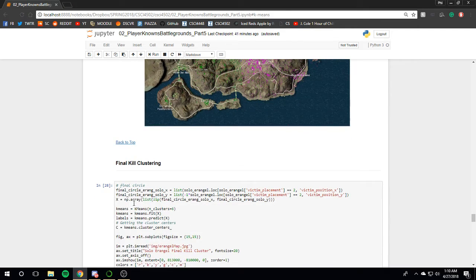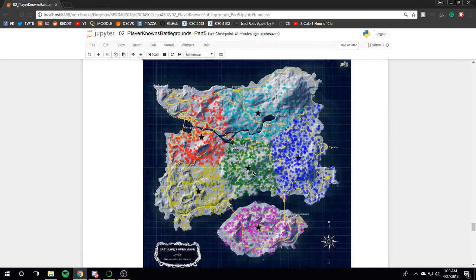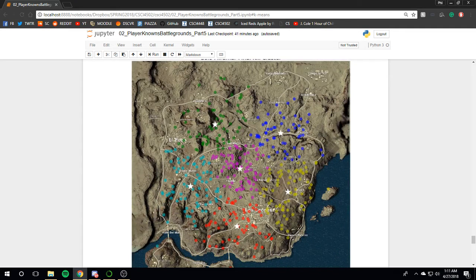And then we did final kill clustering, where we used the data points that contain the final kill, which is the last kill of the game. And again, you can see that there is a cluster on the military base, but other than that, most of the final kills are pretty evenly distributed, which shows us that the game's random circle is pretty random.